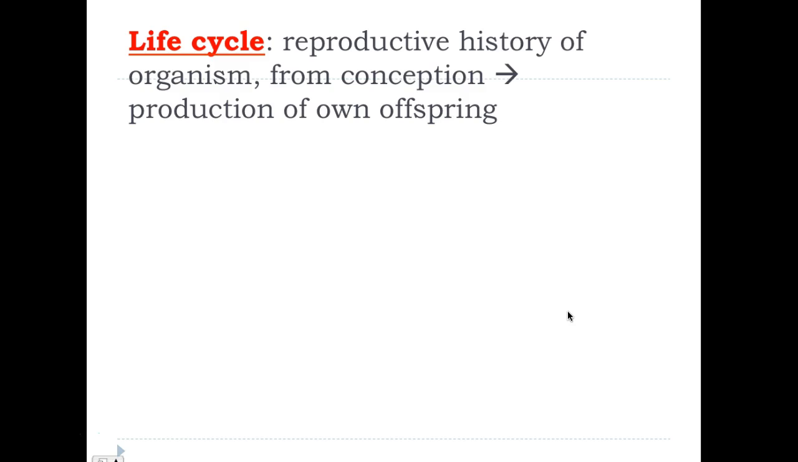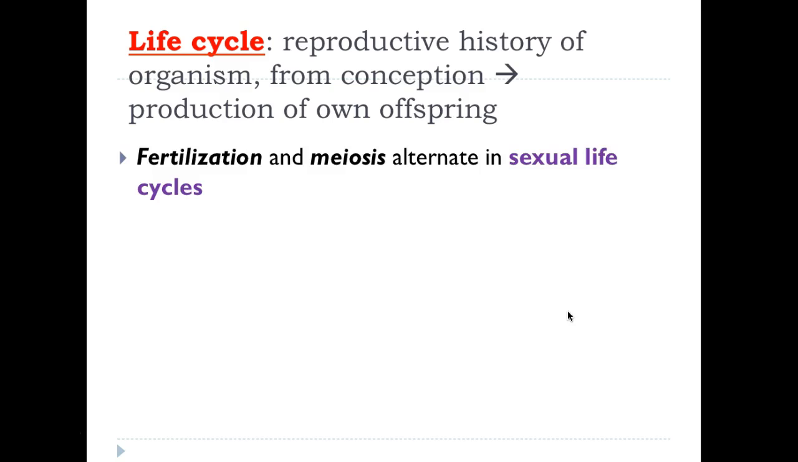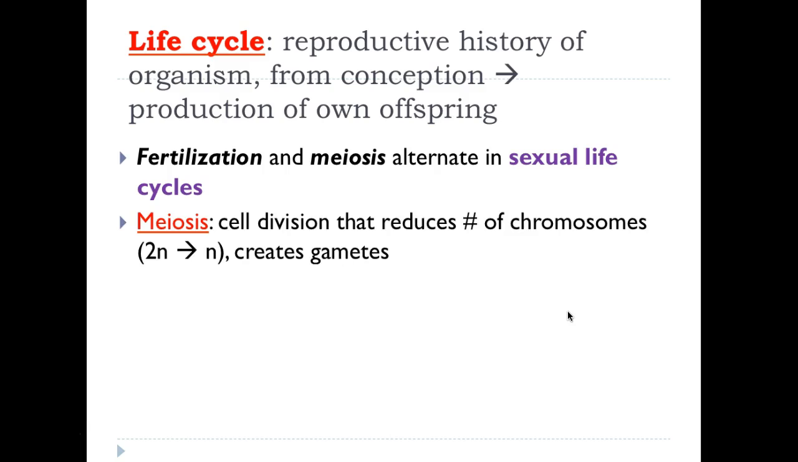So the life cycle is the reproductive history of organisms from conception through the production of its own offspring. Basically, you have fertilization and meiosis that are going to alternate in sexual life cycles. Meiosis is cell division that is going to reduce the number of chromosomes, 2n to n, and create those gametes. In mitosis, the daughter cells are all going to be diploid in nature. So you ensure that each new cell gets a copy of the DNA, so each new somatic cell.